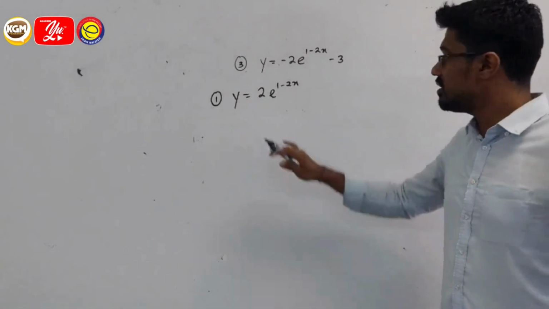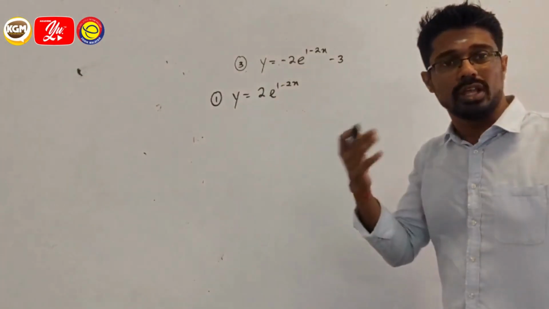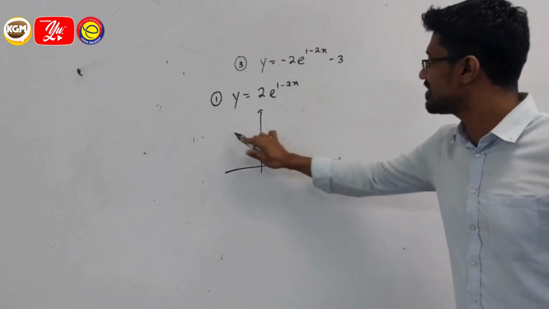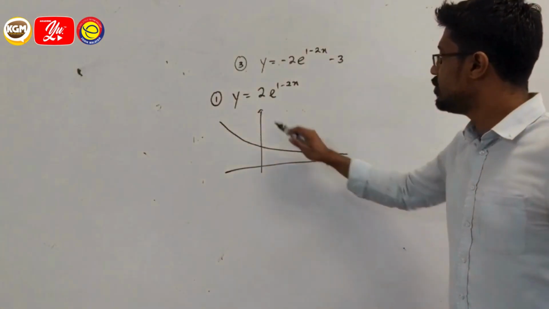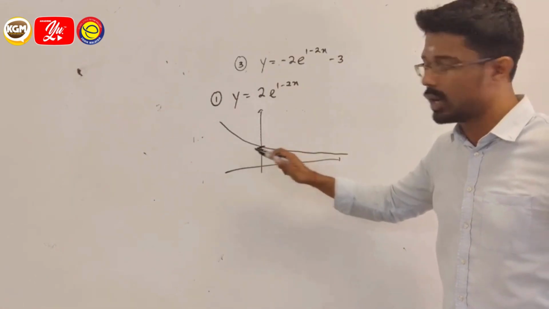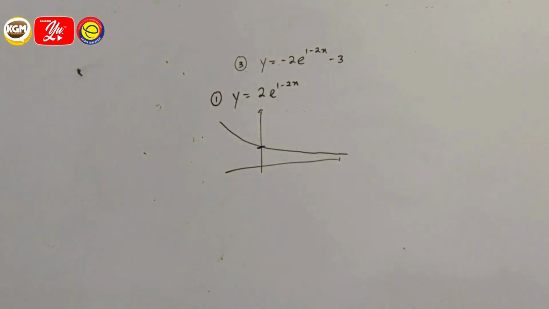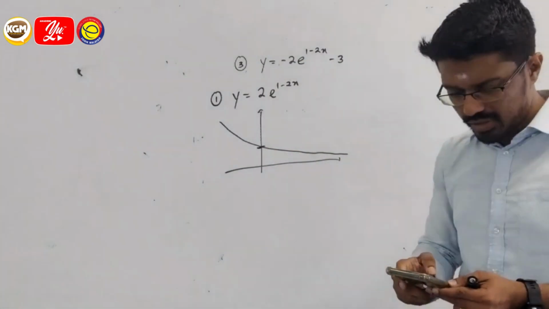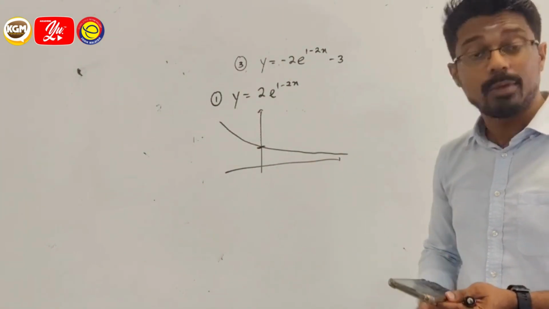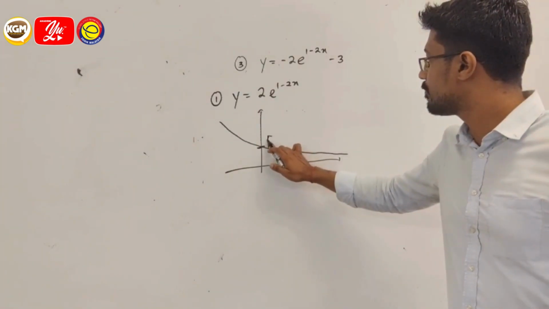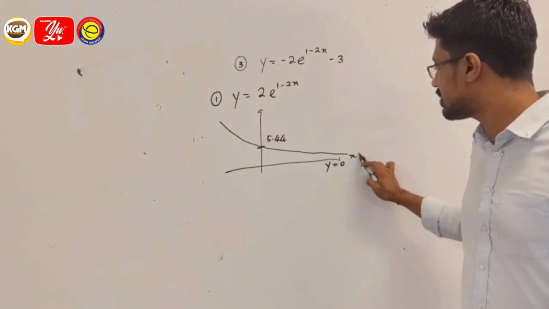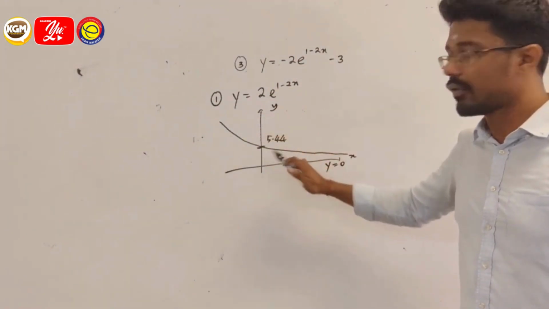Drawing this graph is not really a big deal for you now because you saw that in the previous example. You'll be doing something like this, and then cutting the y-axis at 2e to the power of 1. Let me get that value exactly. I think it should be 5 point something. So that is 5.44. My asymptote will be y equals 0. Label your x and also your y. So we are done with the first graph.